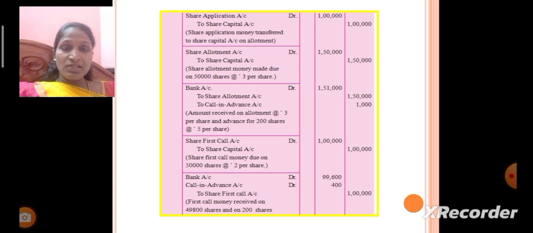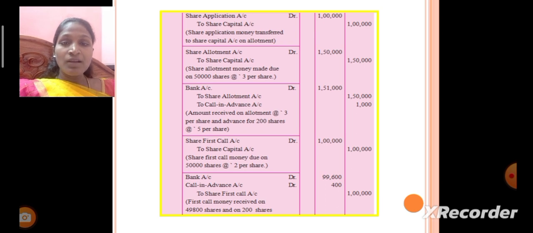Then next is bank account debit to share allotment. So here Mukesh paid the call money along with the allotment. So we have to make that entry. Calls in advance: bank account debit 1,51,000 to share allotment 1,50,000, to calls in advance rupees 1,000.